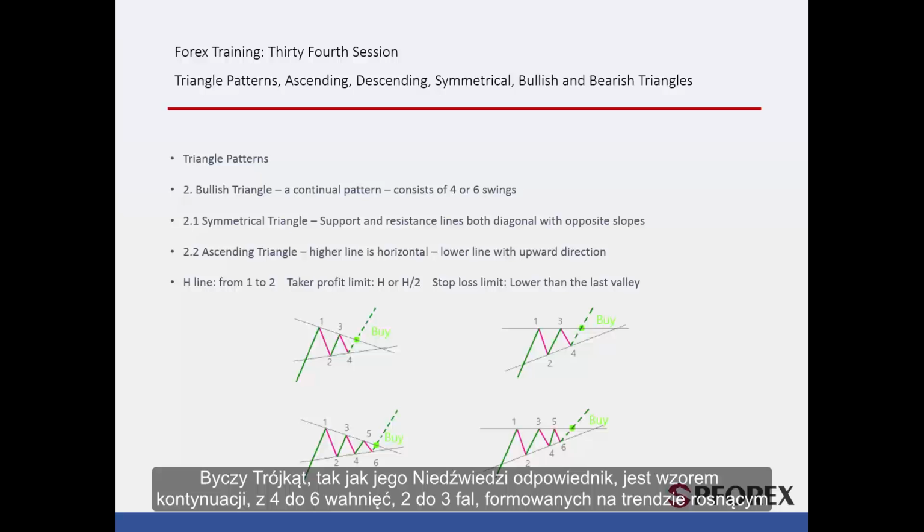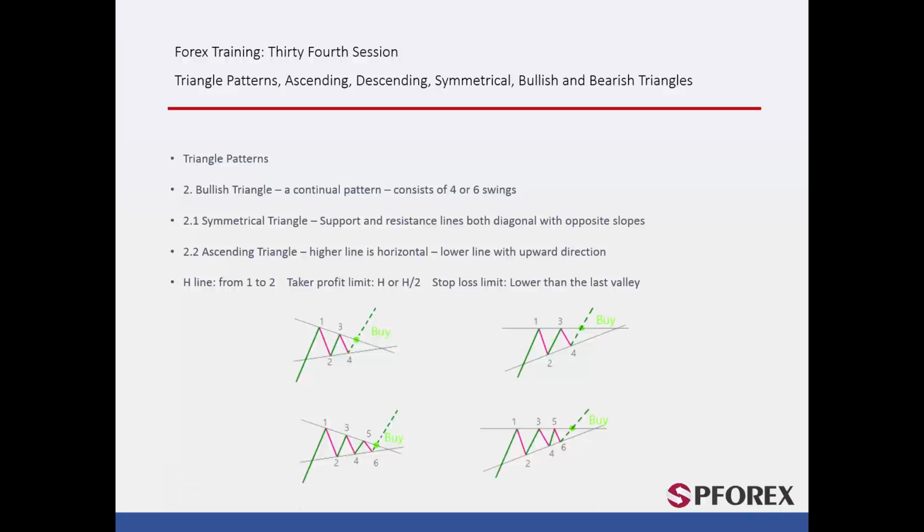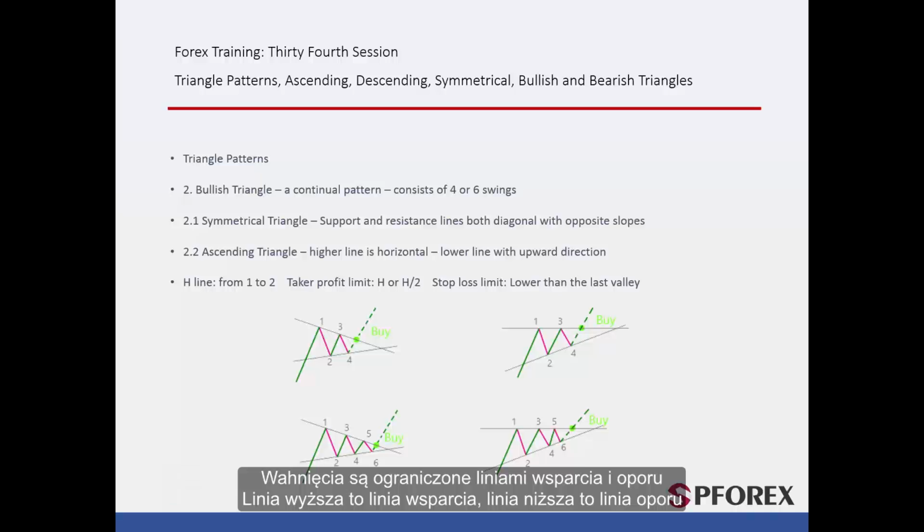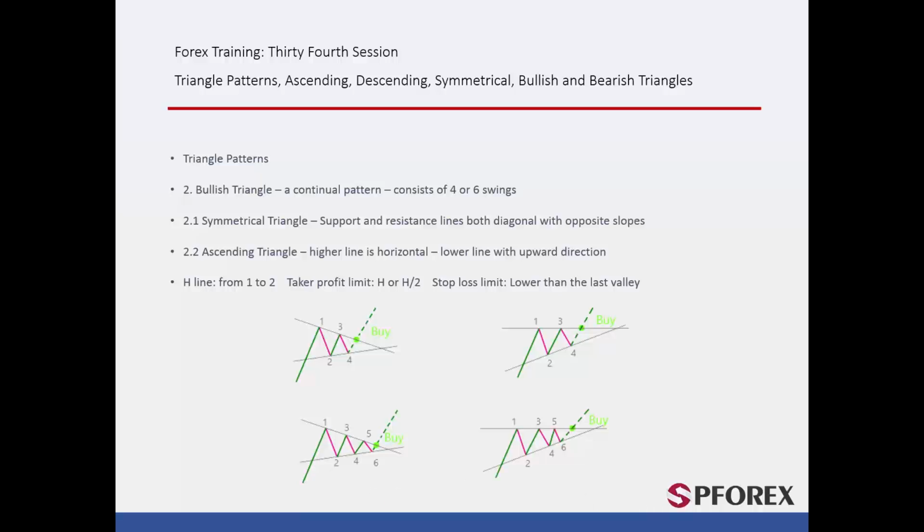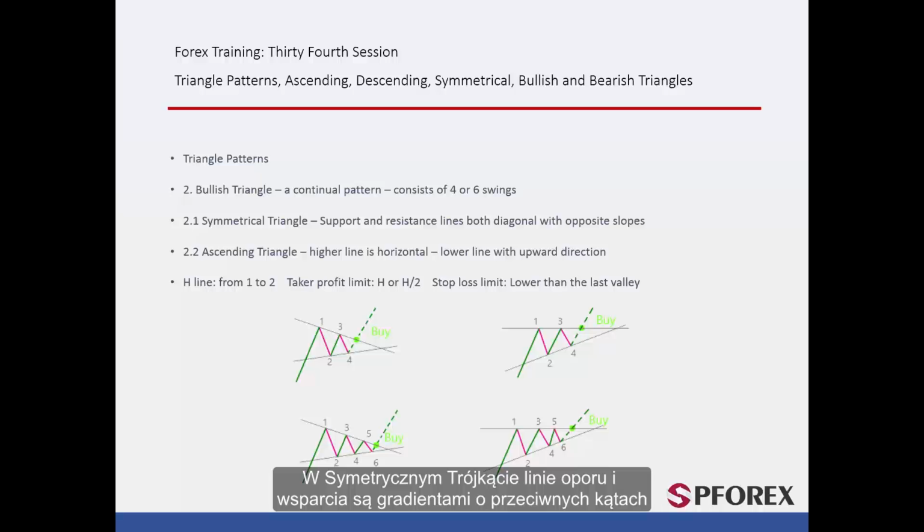A bullish triangle, like a bearish type, is a continual pattern, with 4 to 6 swings, 2 to 3 waves, formed on an uptrend. Swings are surrounded by the support and resistance lines. The upper line is a resistance, while the lower line is a support. In a symmetrical triangle, both the support and resistance lines are gradients with opposite angles.